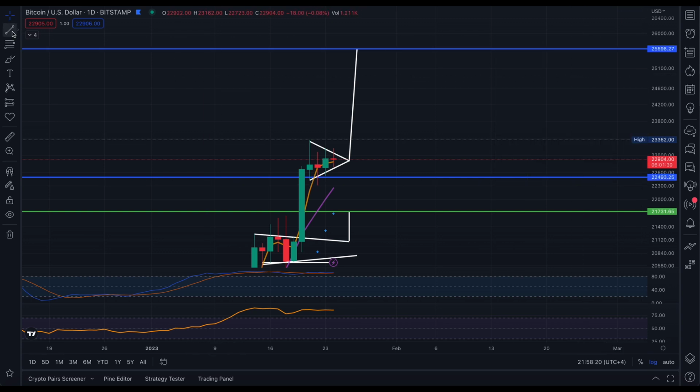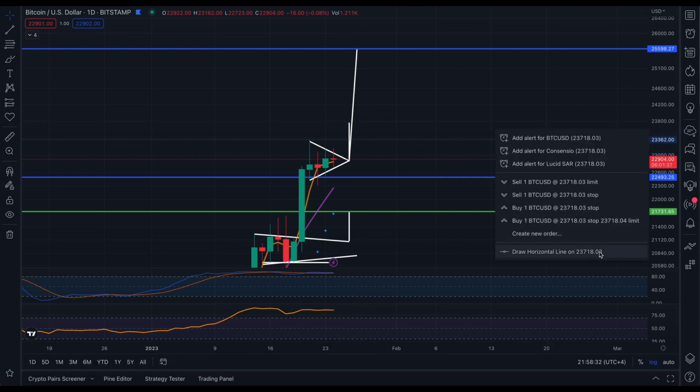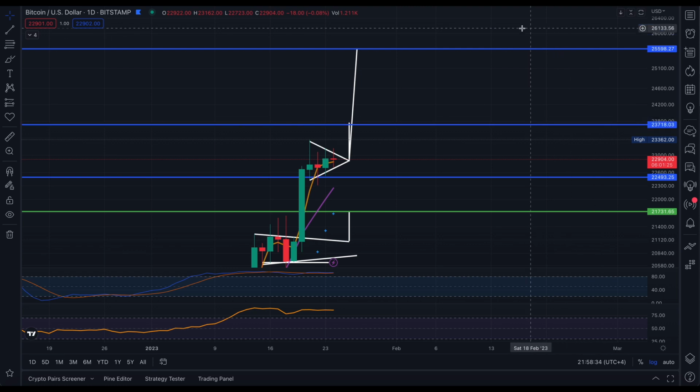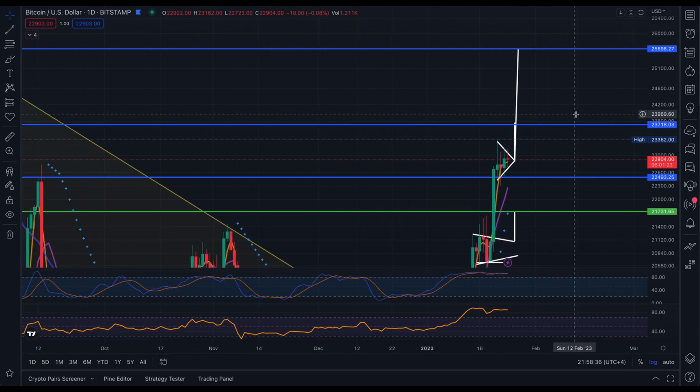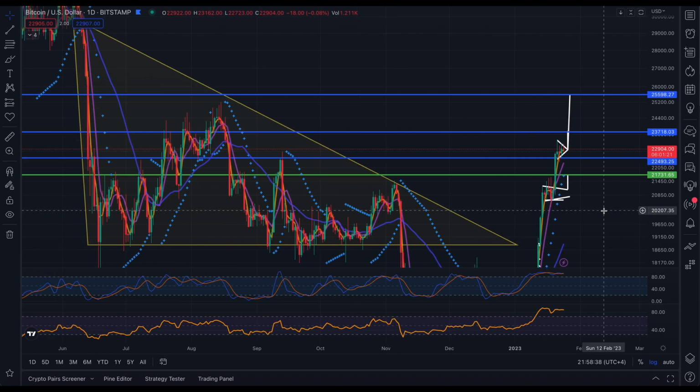A conservative target would be here, and you measure that up there, and this would be your conservative target. So this is your ambitious target, and this is your conservative target for the pennant. So let me just place it here, and boom. So we got 23.7K and we got 25.6K. Now these are the two targets for the bullish pennant that we're forming. So I'm going to change the color to green for this. So these are the two take profits.